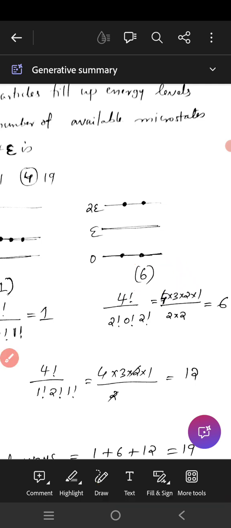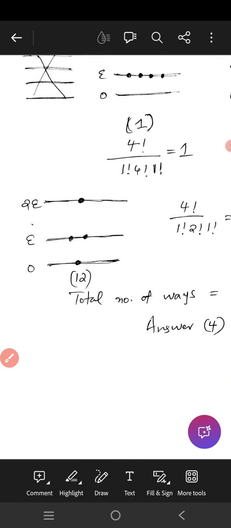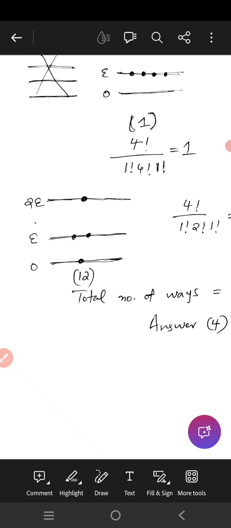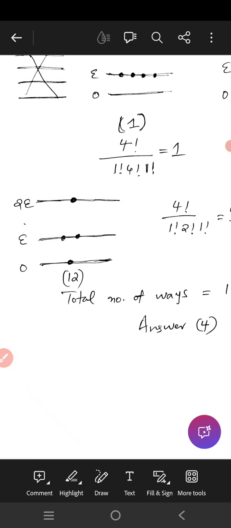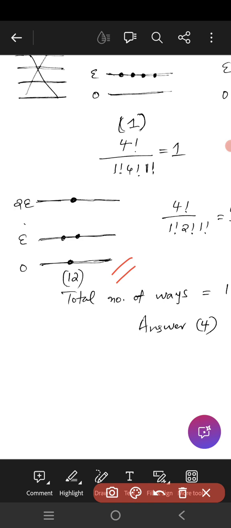Now let's see the third configuration possible. Here you can see there is one particle in the lowest energy level, the 0 energy level, two particles in the first energy level epsilon, and one particle in the energy level 2 epsilon. So the total energy is 4 epsilon.